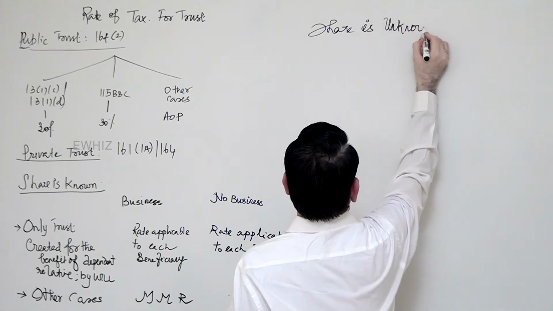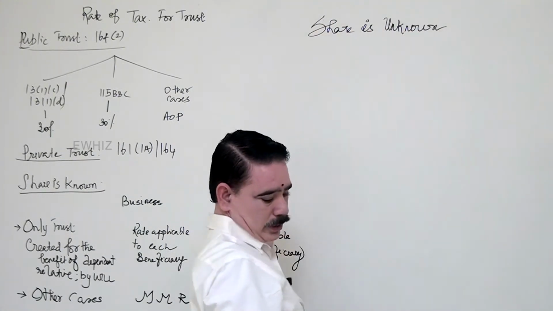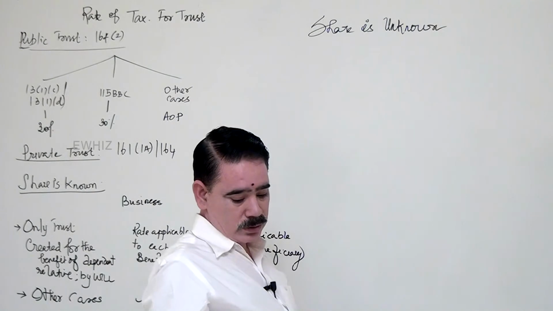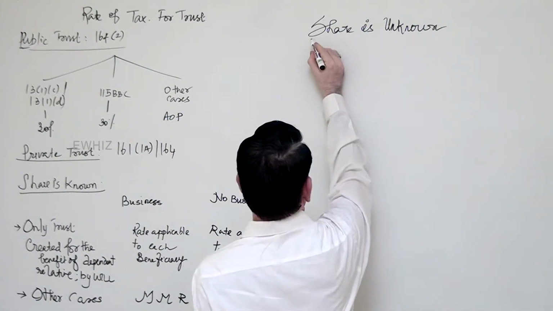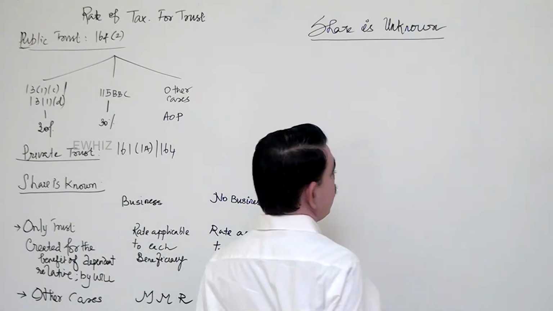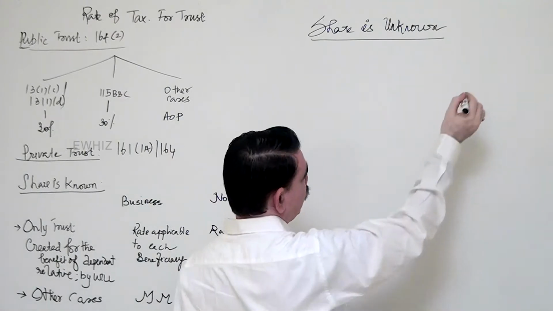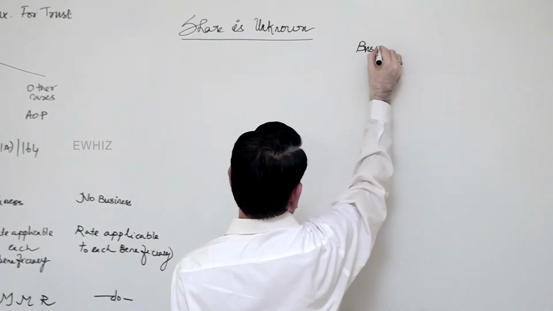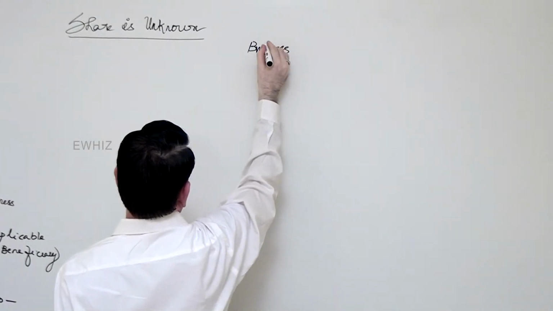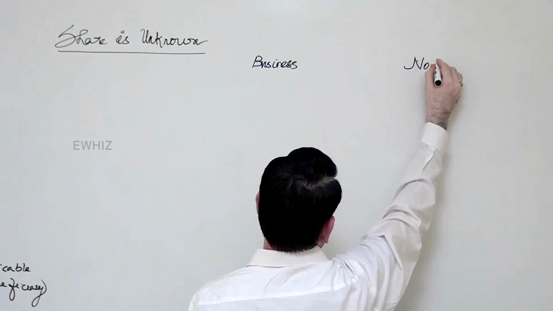Share of the beneficiary is unknown. In that case, we have certain classifications. What are they? First, now here again we have business: the trust is carrying on business, or the trust is not having any business.